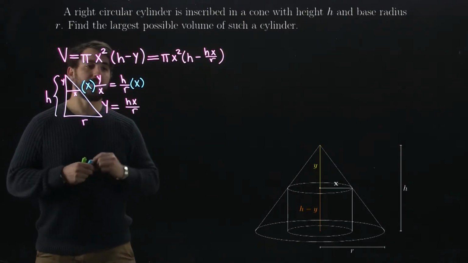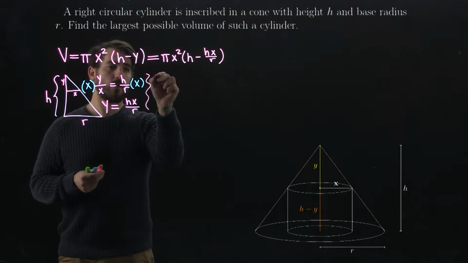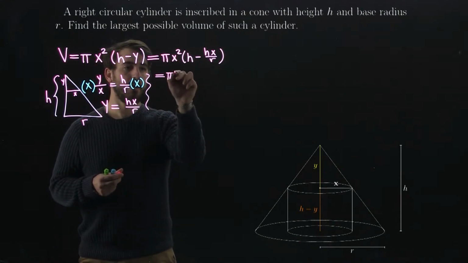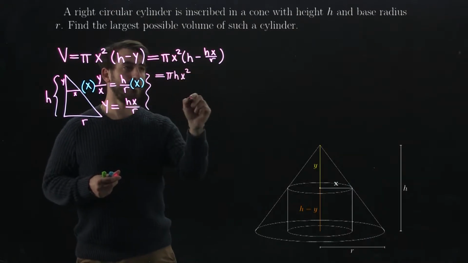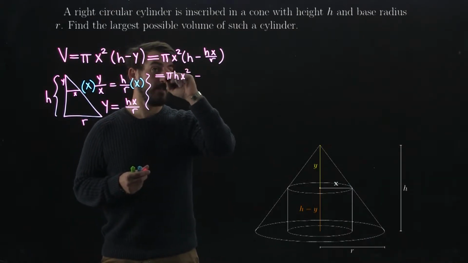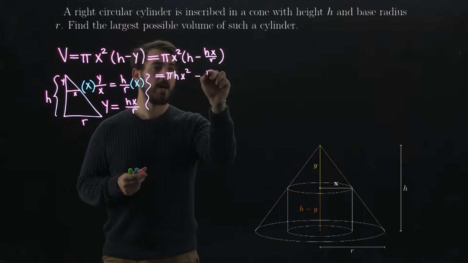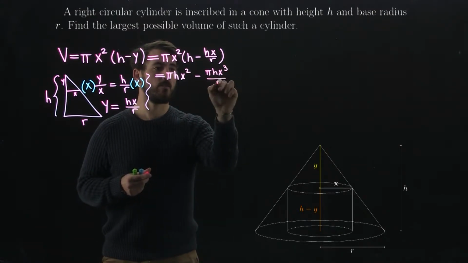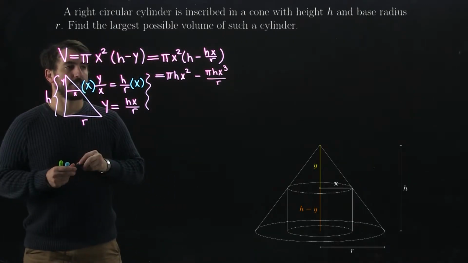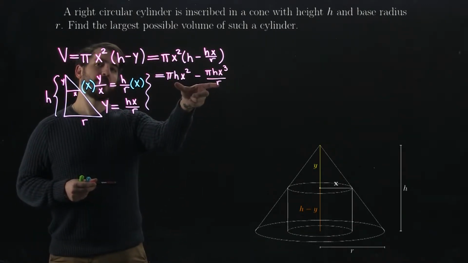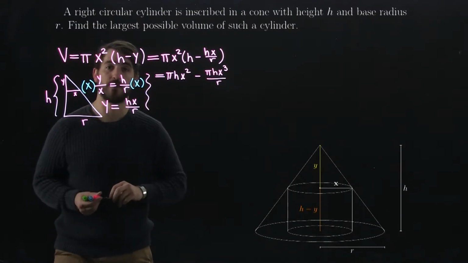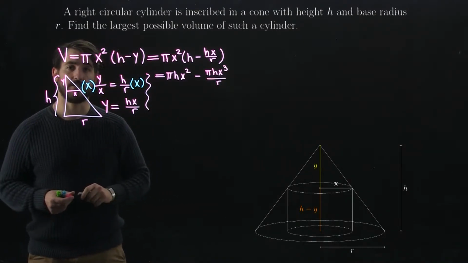Since I plan on taking the derivative of this, I'm going to keep going and distribute. This is pi h x squared minus pi h x cubed all over r. And so this is the volume equation that I'm going to use to optimize the volume of the cylinder inscribed inside of a cone.